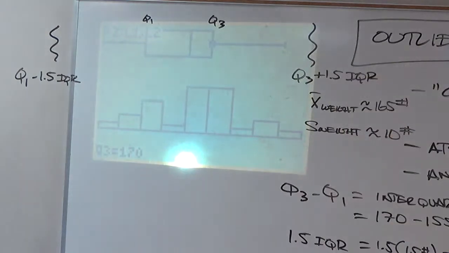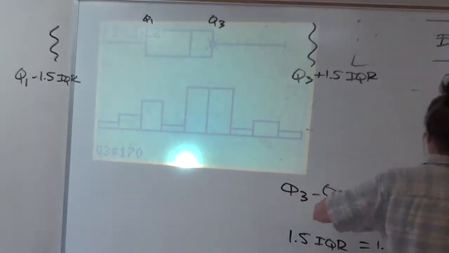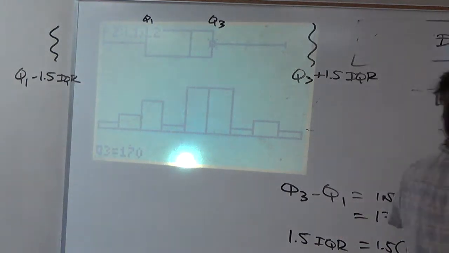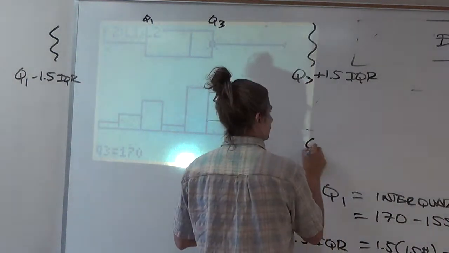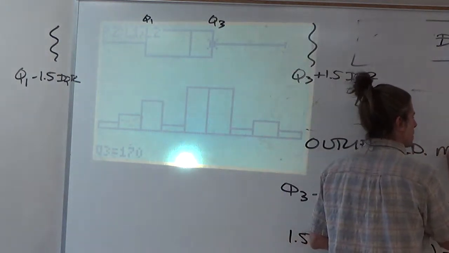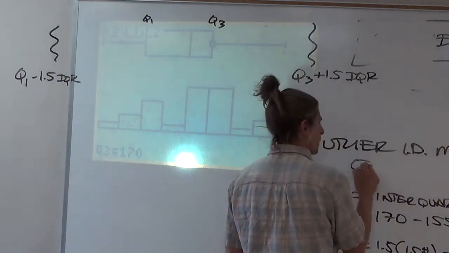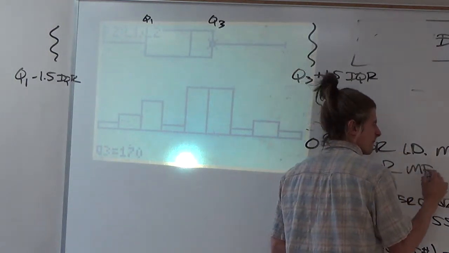Let's call this something, shall we, so we can talk about it. Let's call this outlier ID method number 2. And we'll call this the IQR method. There we go.